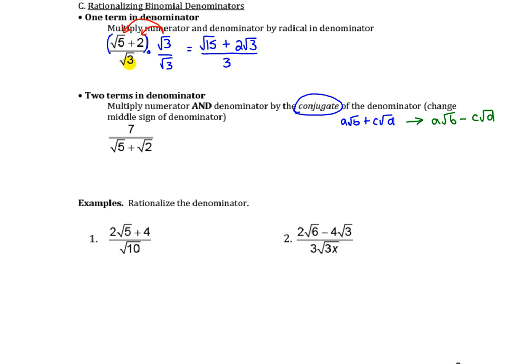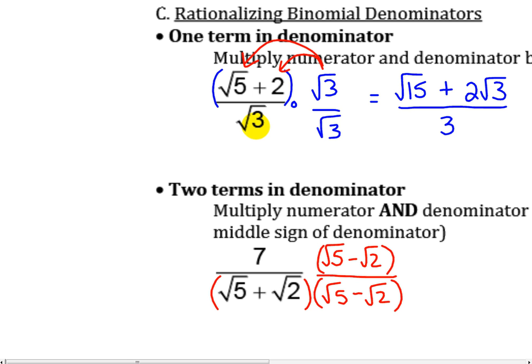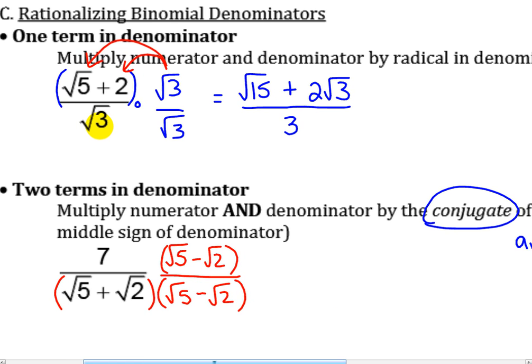We want to make a difference of squares. Our goal is to make a difference of squares. And so I have to multiply the top and bottom by what would make this a difference of squares. Root 5 minus root 2. And what I do to the denominator, I also have to do to the numerator. So we're going to multiply the numerator and denominator by root 5 minus root 2. Let me zoom in so you can see that a little better. Boom. How's that for zooming in?